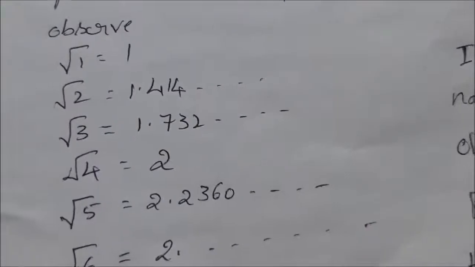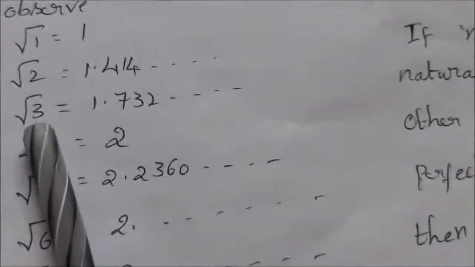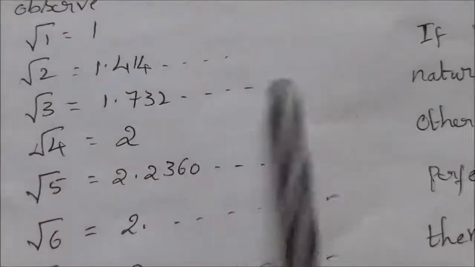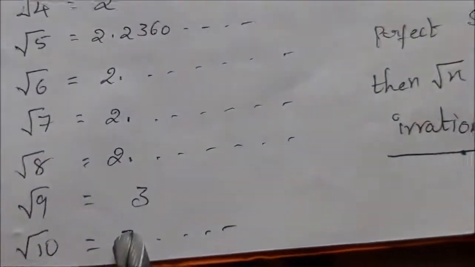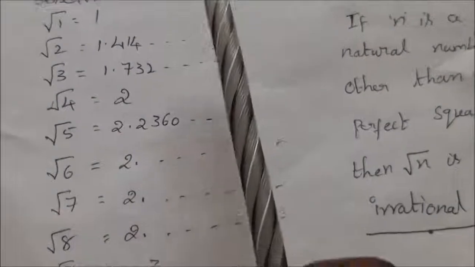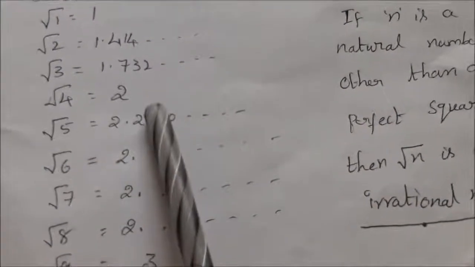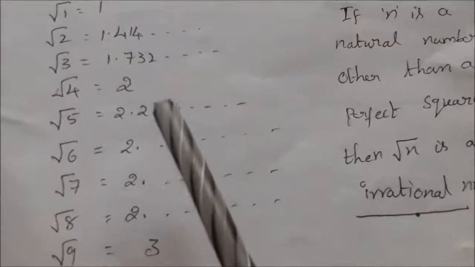Observe. Square root of 1 equals 1. Square root of 2 equals 1.414 and so on, there is no end. And what is the value of square root 3? 1.732 and so on, and there is no end. Square root of 4 equals 2. Root 5, root 6, root 7, like that I wrote up to square root of 10. And square root of 9 equals 3. So observe these values here. Square root of 1 equals 1, square root of 4 equals 2, square root of 9 equals 3. These are terminating decimals. So that's why square root of 1, square root of 4, square root of 9 are rational numbers.